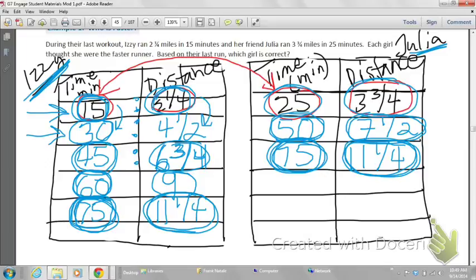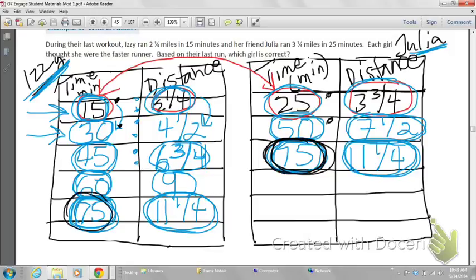It's very difficult to tell at any given point here. You can't tell at 15, Izzy at 15 here. You can't compare her 15 minutes to her 25. In this case, you can't compare this 30 to this 50 because these are all different times, all different times until you get to the point where you hit the 75, which is a common multiple.